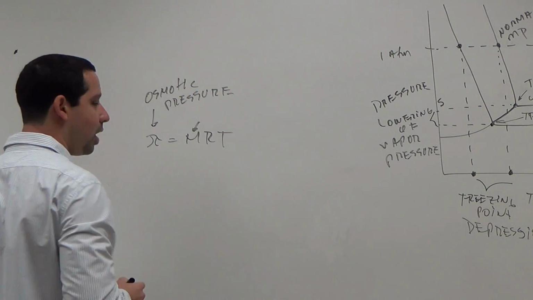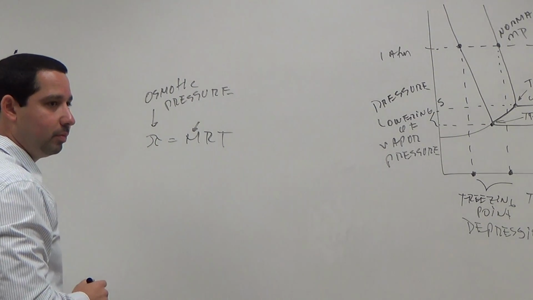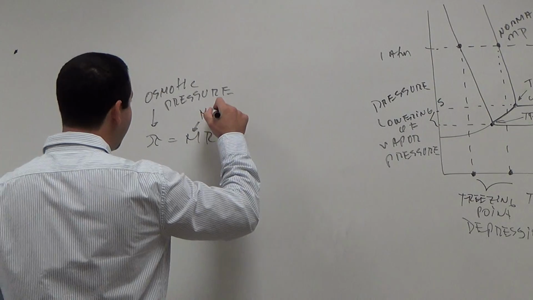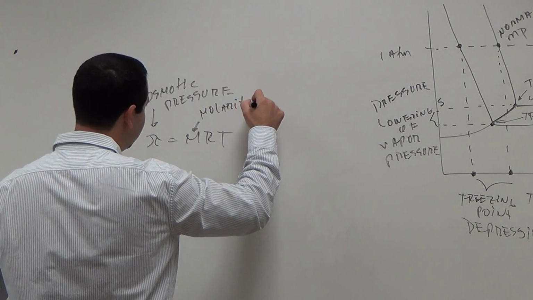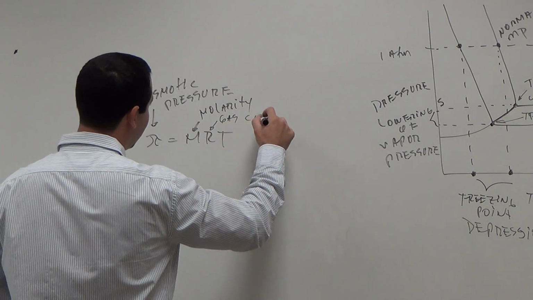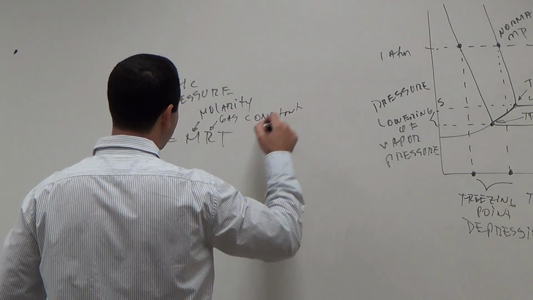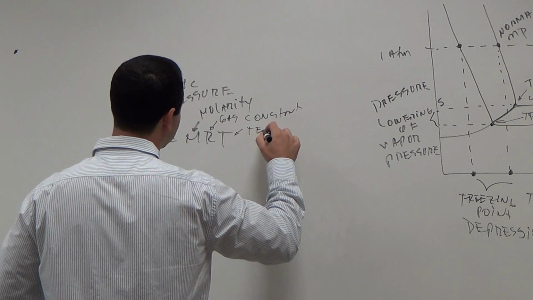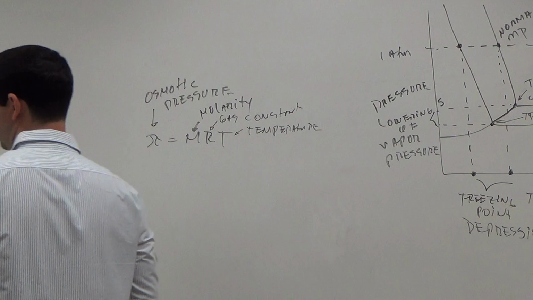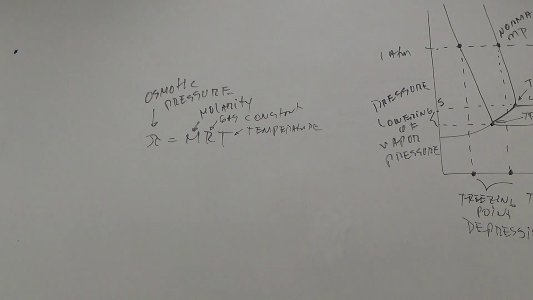This M here is what? Capital M. Molarity. Molality is lowercase italic m. This R here is the what? Gas constant. And this T you'll never guess. Temperature. Very good. Which gas constant do you use? The gas constant that cancels out with the units. You want to use the joules gas constant?